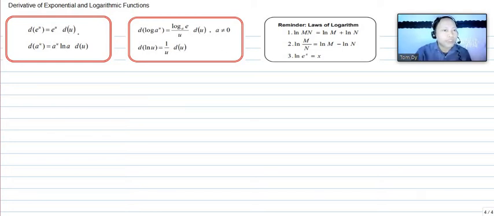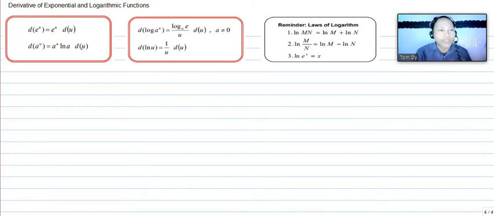This time we will proceed to the derivative of exponential and logarithmic functions. So this will be our topic today. We have the exponential, that is the derivative of e to the u, which is equivalent to e to the u du. And also the derivative of a to the u equals a to the u ln a times the derivative of u.